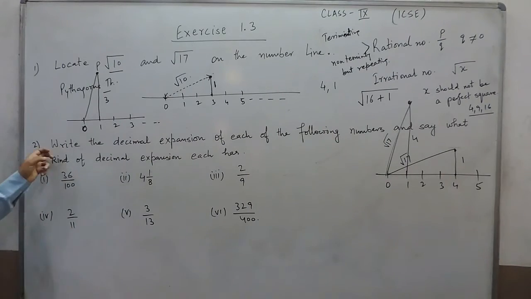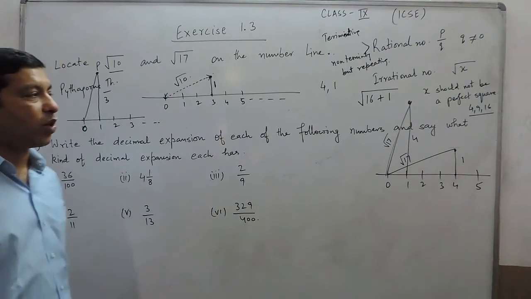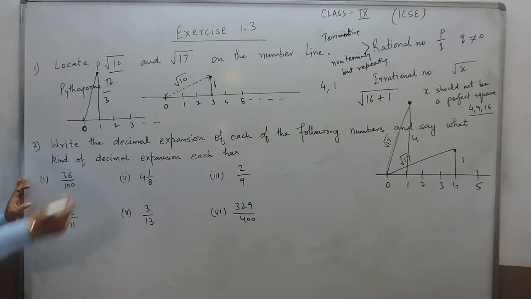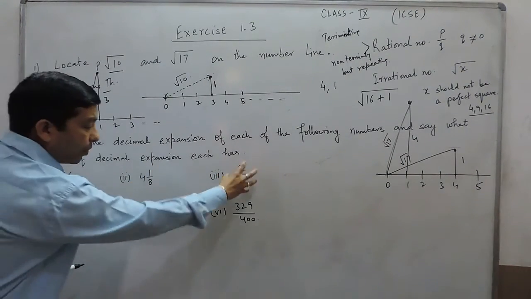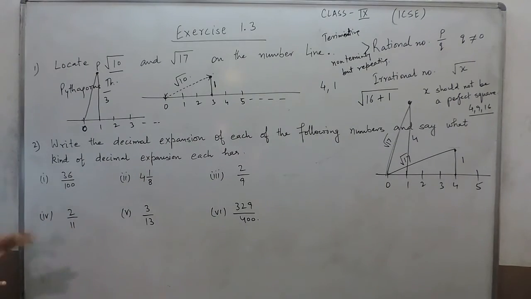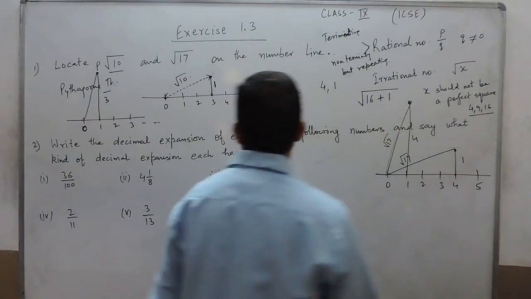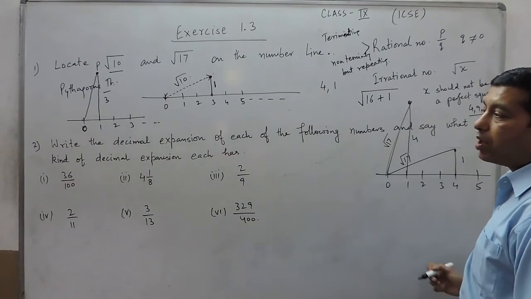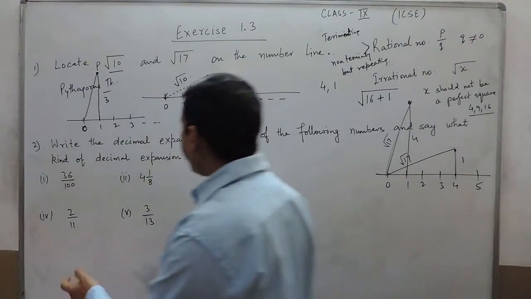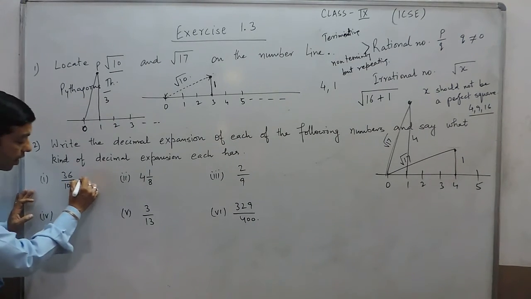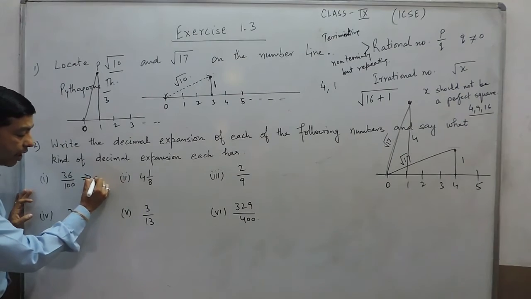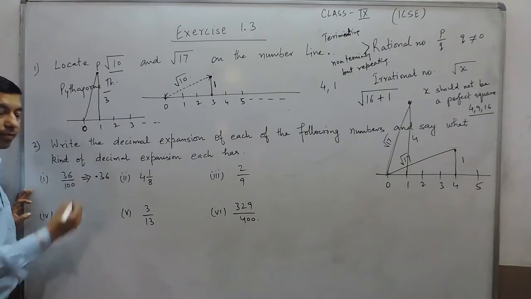The second question is: write the decimal expansion of each of the following numbers and say what kind of decimal expansion each has. These are already known to be rational numbers because they are basically in the form of p upon q. As we know that they are in the form of p upon q, it is clear that all these have a decimal expansion. Here, if I am solving 36 upon 100, it is 0.36.